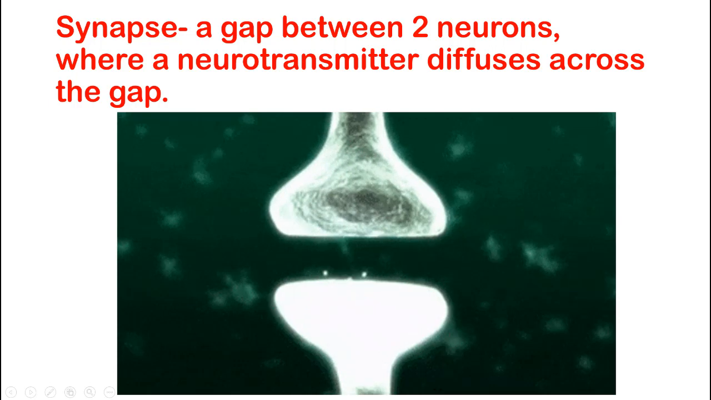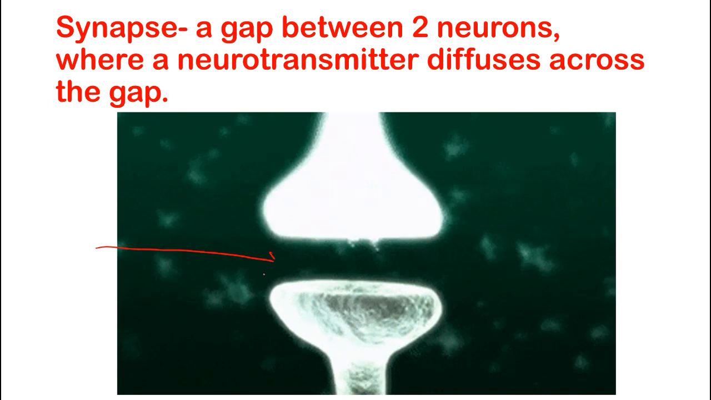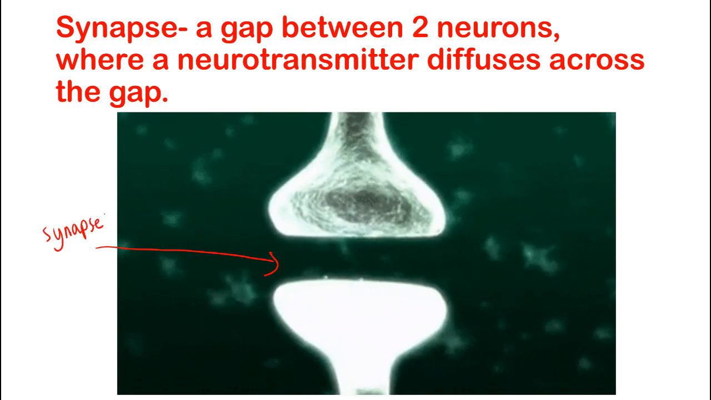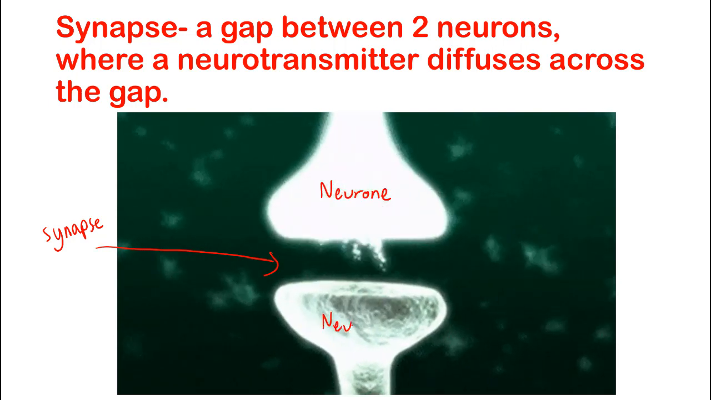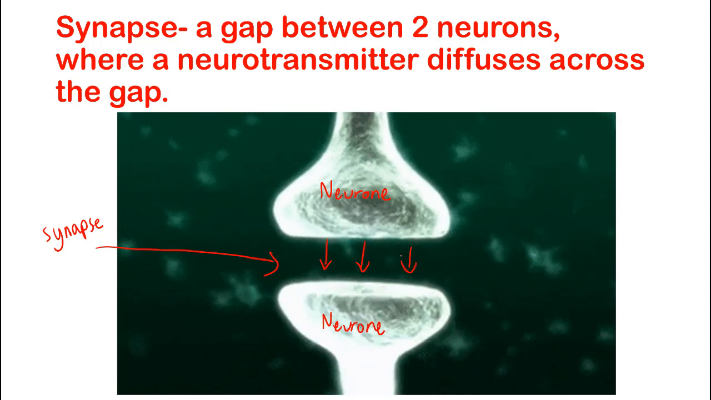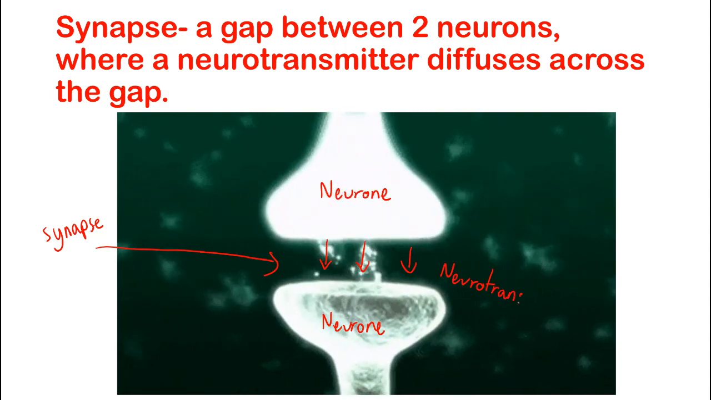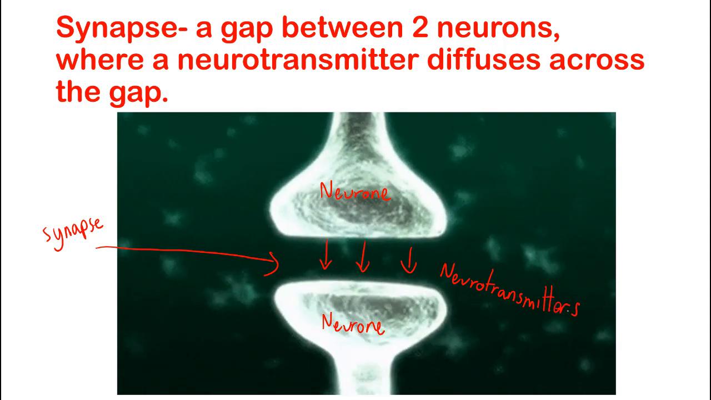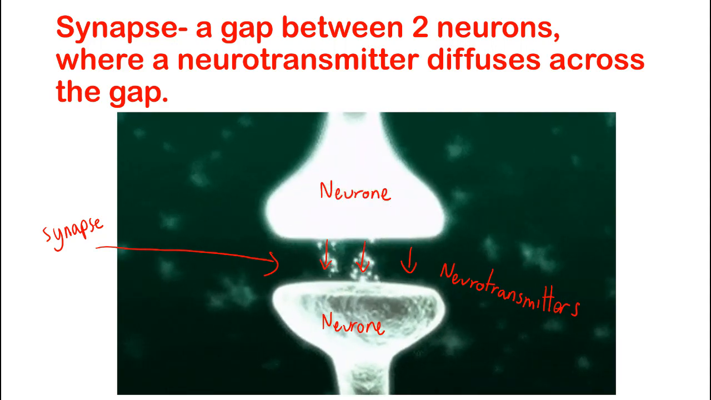So this animation just shows a little synapse. It is a gap between two neurons. So this part here is the synapse. This is one neuron. This is another neuron. And things moving from here to here by diffusion are neurotransmitters. So a synapse then is a gap between two neurons which allows a neurotransmitter to diffuse across.